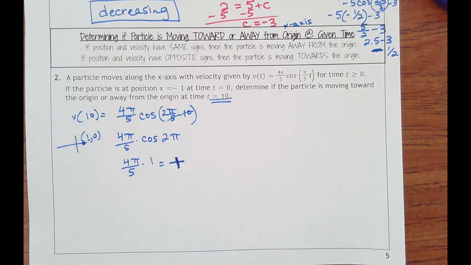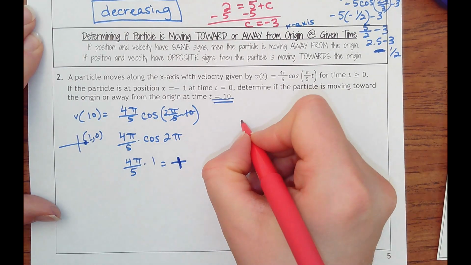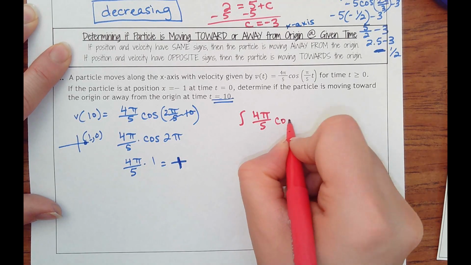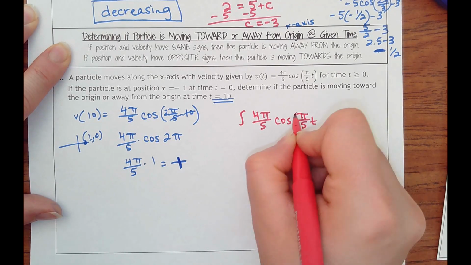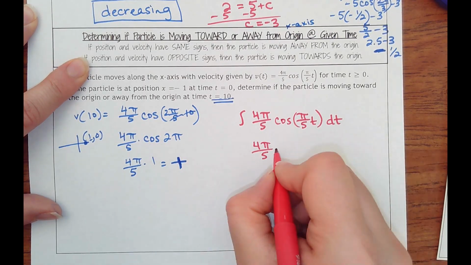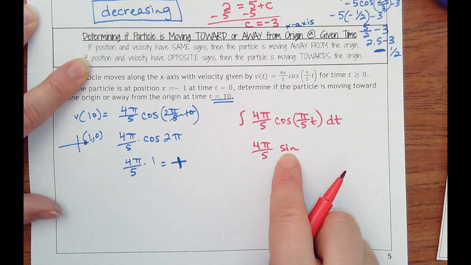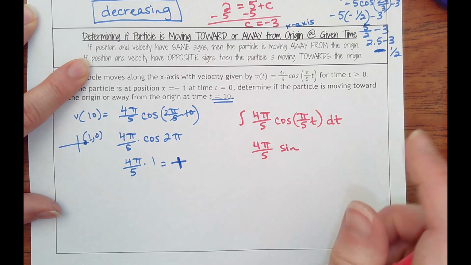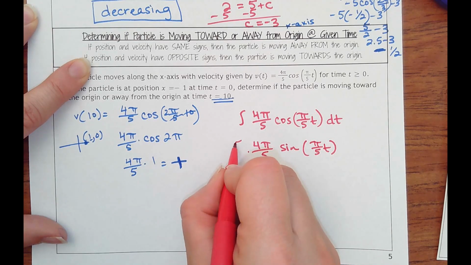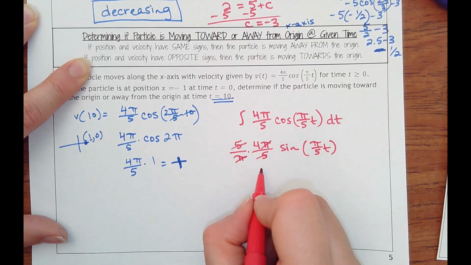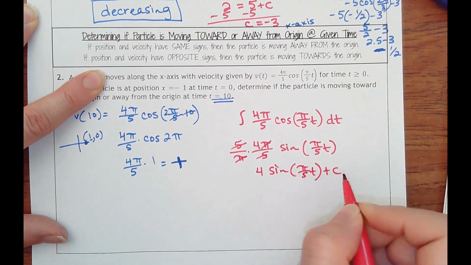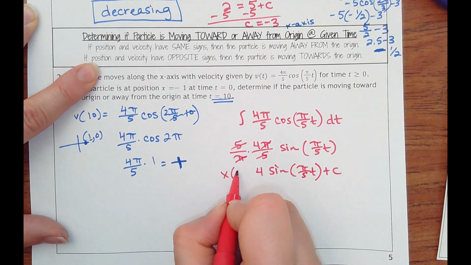All right, then I would want to antiderive 4 pi over 5 times cosine of pi over 5t with respect to time. 4 pi over 5 sine, which is fine, right? The derivative of sine is just cosine, so no negative. Pi over 5t, divide by pi over 5 or times 5 over pi. Pi's cancel, 5's cancel. 4 sine of pi over 5t plus c. And that is your position function.